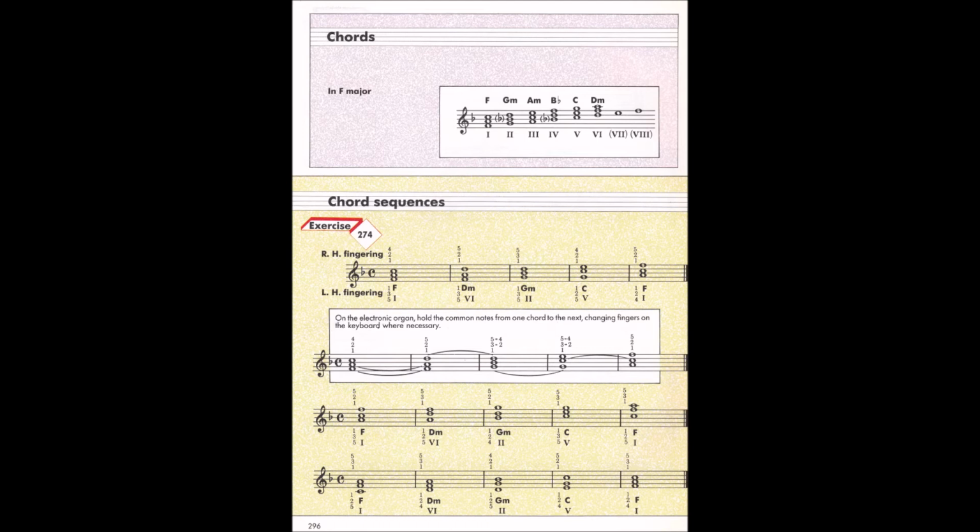For F major, we've written out sequences beginning with the tonic chord in its first inversion and in its second inversion, as well as the original sequence starting with the tonic chord in the root position. Here's the sequence beginning with the first inversion. And here it is, starting with the second inversion.